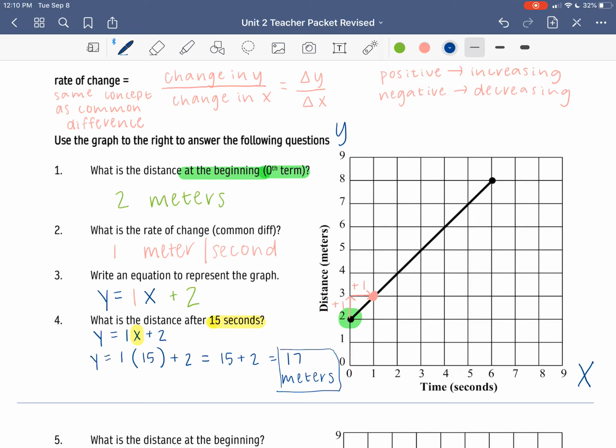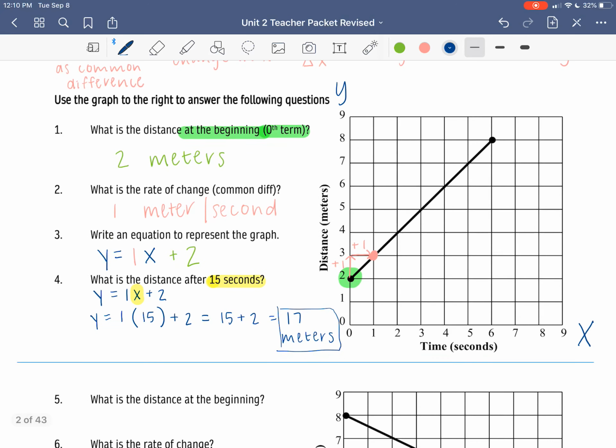So if you need to pause to catch up writing, to rewind and watch any of that again, please do so before going on to the next example. And before you go on to the next example, again, you may want to pause and copy down the graph so you can also mark on it along with me.